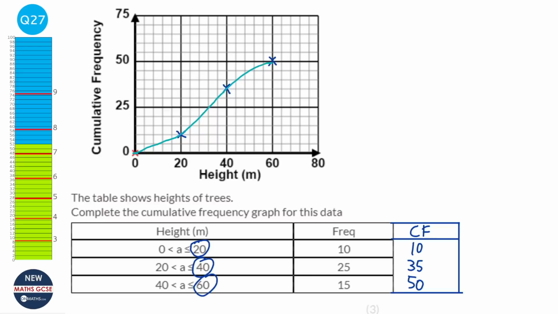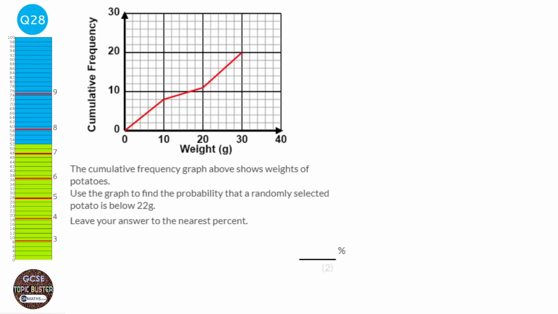There we go. Now technically I should really finish this off with a nice straight bit there, because there's just a constant 50 forevermore. So we're going to first of all find out how many potatoes were below 22 grams. So we're going to draw a line up at 22 and a line across, and that is 13. So there are 13 potatoes below 22 grams.